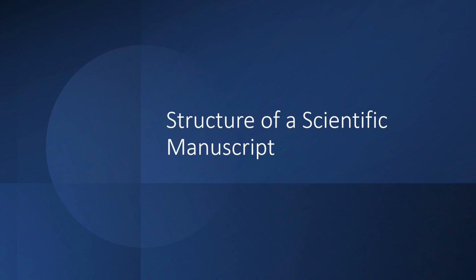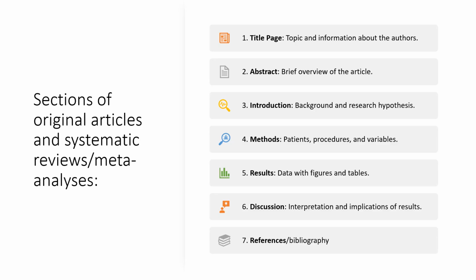Let's quickly review the structure of a scientific manuscript. Of course, the structure of the manuscript depends on the type of the paper. Here we are covering the structure of original articles, systematic reviews, and meta-analyses because they typically follow the same design. An original article is typically composed of title page, abstract, introduction, methods, results, discussion, and bibliography.